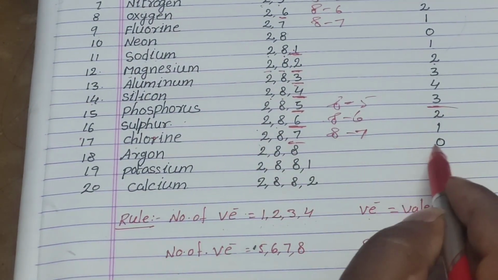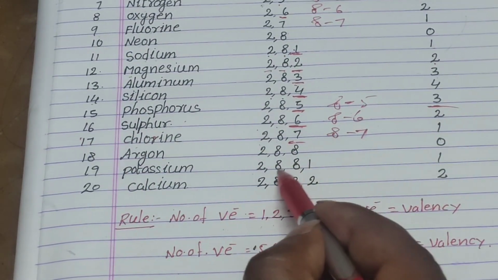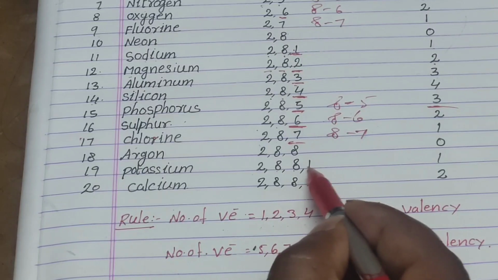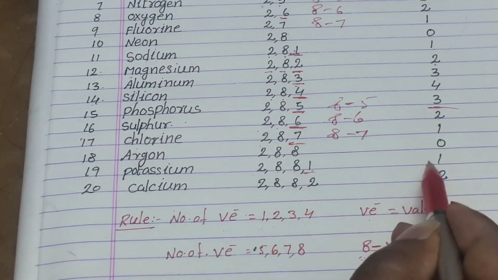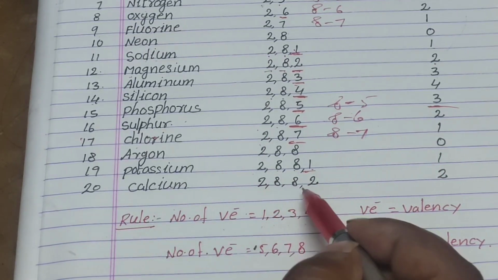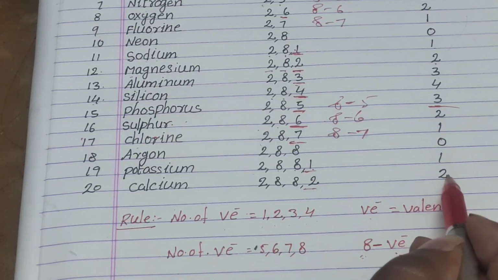Again, argon is a noble gas, so the valence is 0. In potassium, the configuration is 2, 8, 8, 1, and in the outermost shell there is only one electron, so the valency of potassium is only 1, whereas the calcium valence is only 2. Why? Because in the outermost shell there are only 2 electrons, so the valence is 2.